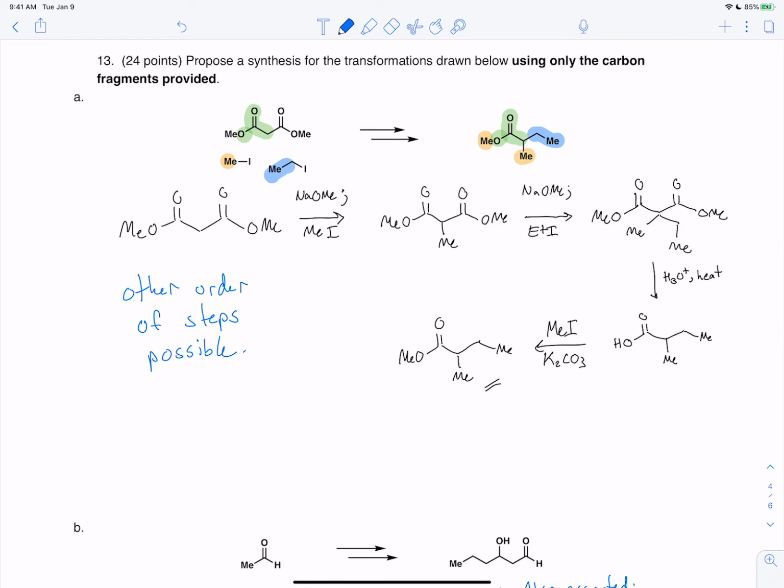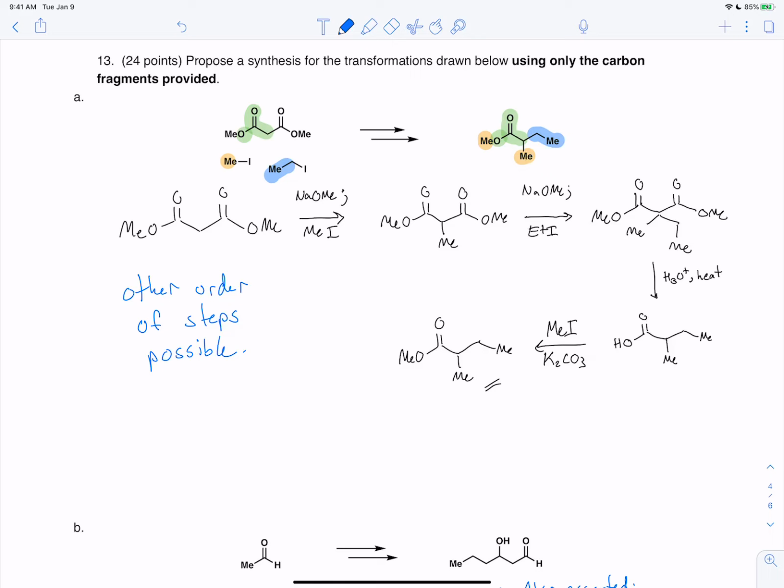So number 13 is actually very similar to the question we had on the problem set, only we just use some slightly different reagents, and we do one less alkylation. So again, if we think about the malonic ester synthesis, we're going to end up having a dianion equivalent of acetic acid.